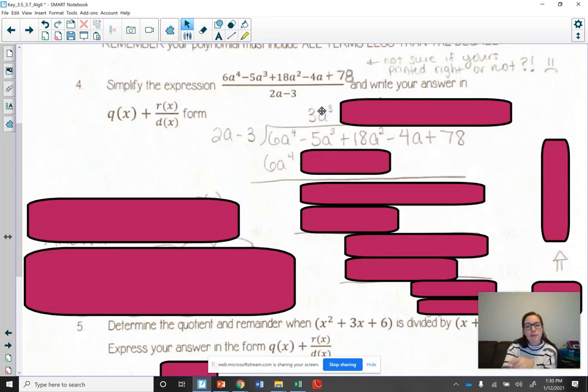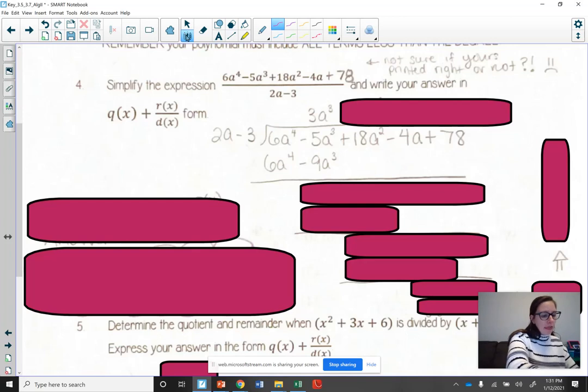But don't forget to distribute to the -3 also to get minus 9a to the 3rd. Now, don't forget that you need to do the opposite. So in this case, you would subtract the 6a to the 4th, but because there's already a minus sign in front of the 9a to the 3rd, you would change it to a plus. Minus a minus changes to a plus.